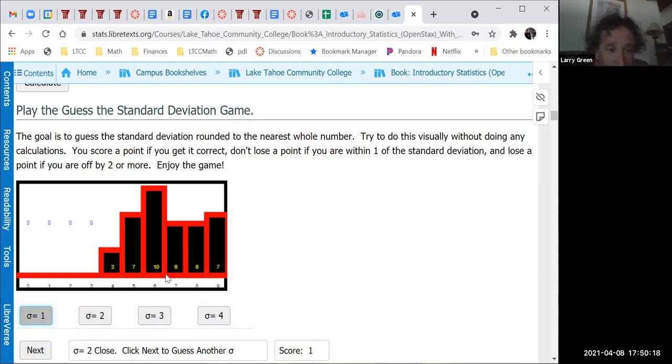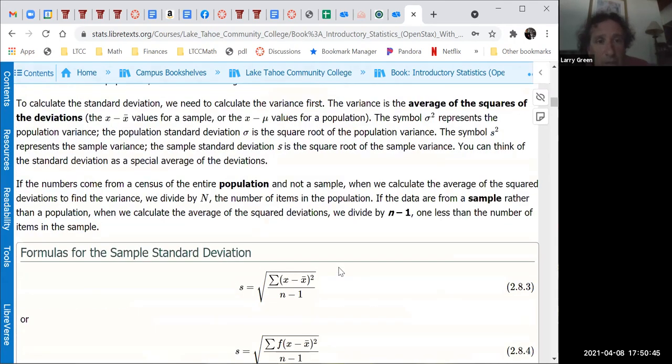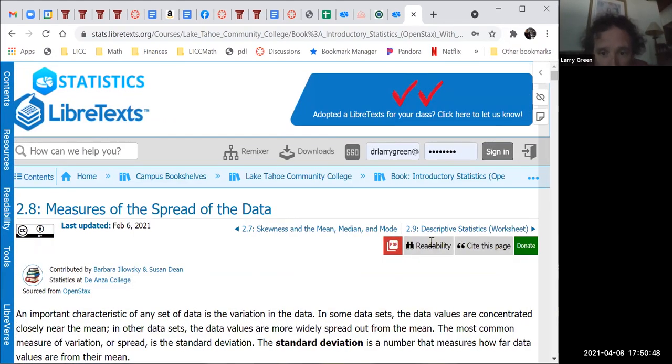Because notice that over here, if we go 2 away from the mean, there's some to the left, some to the right on both sides. So the answer is 2 on that one. I recommend trying this until you get good at it and you'll get a good feel, just kind of an in-your-heart feel for the standard deviation. Any questions on this little game I created? Okay, and this is in the book. You can find it by going to the textbook, and then it's chapter 2 because that's what we're in. And this is 2.8, which is measures of the spread of the data, because standard deviation is a part of the spread.